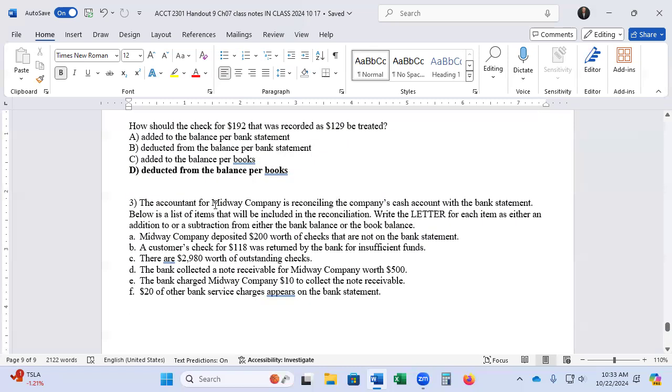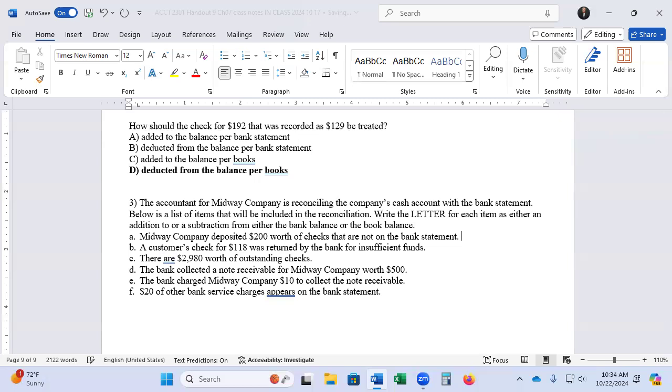Okay, it says the accountant for Midway Company is reconciling the company's cash account with the bank statement. Below is a list of items that will be included in the reconciliation. Write the letter for each item as either an addition or subtraction from either the bank or book balance. Midway deposited $200 worth of checks that are not on the bank statement.